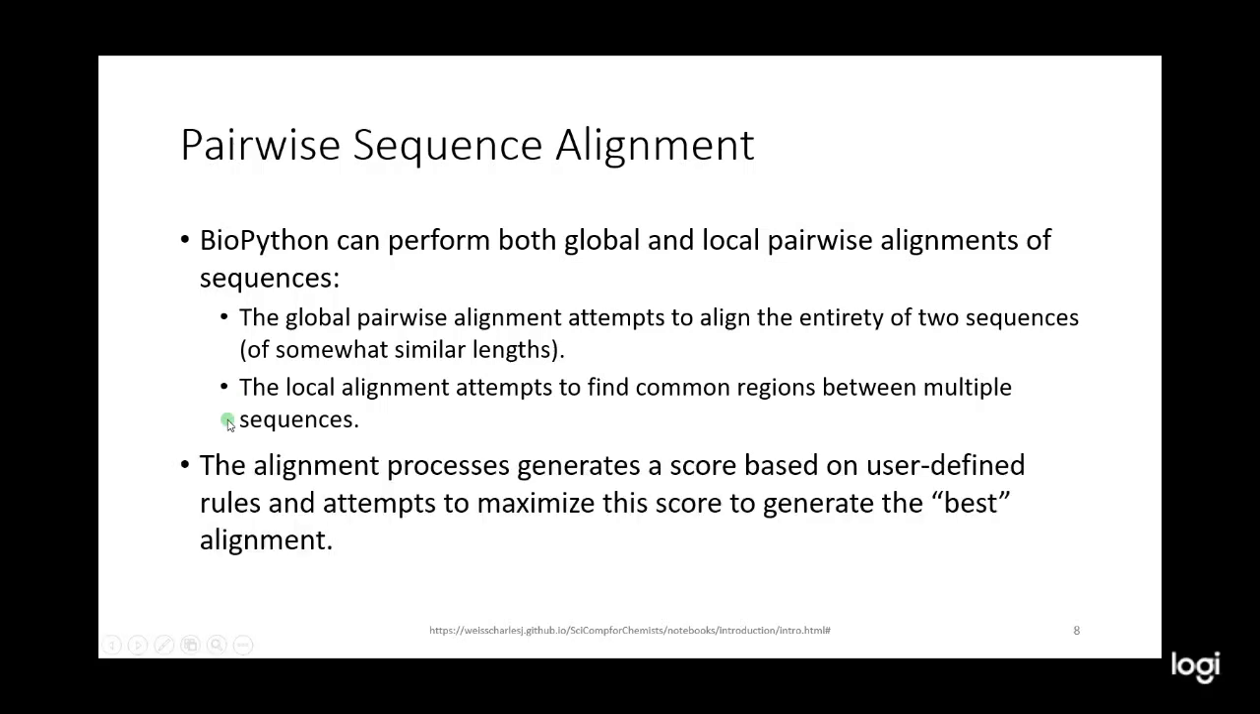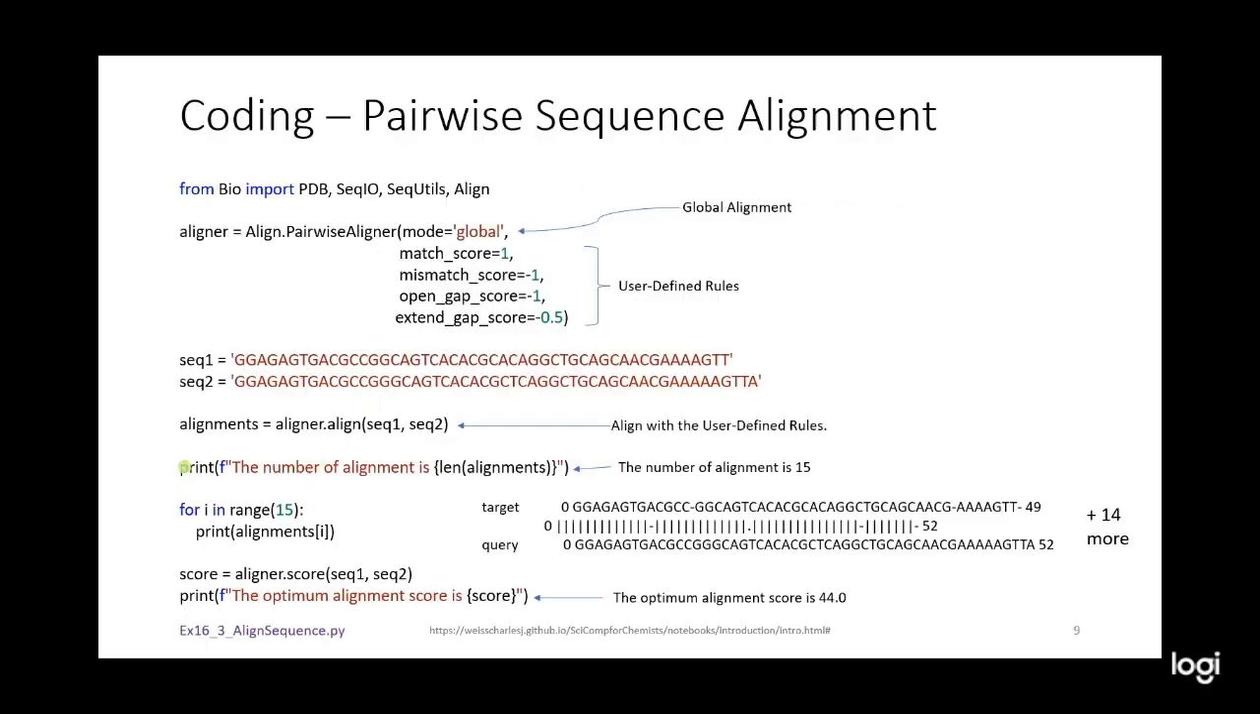How does it work? Biopython uses user-defined scoring rules to evaluate alignments. The algorithm maximizes the alignment score to determine the best possible match between sequences. By leveraging these alignment techniques, researchers can compare genetic sequences, study evolutionary relationships, and analyze protein functions with precision. Now let's dive into the code and see how we can align sequences using Biopython.